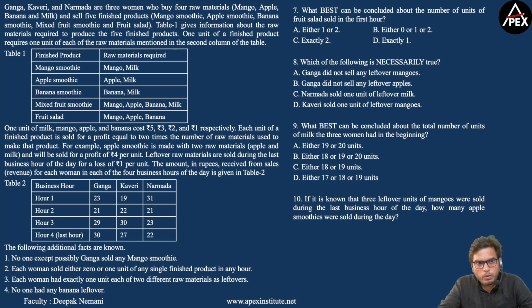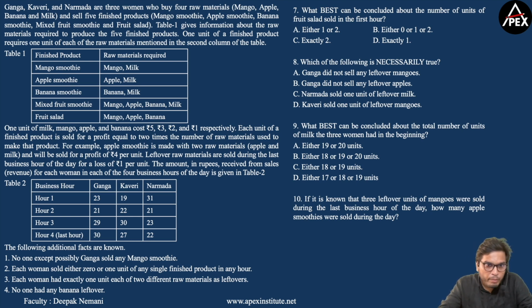1 unit of a finished product requires 1 unit of each of the raw materials mentioned in the second column of the table. For example, to make 1 unit of mango smoothie, you need 1 unit of mango and 1 unit of milk. Similarly for apple smoothie, banana smoothie, mixed fruit smoothie and fruit salad.